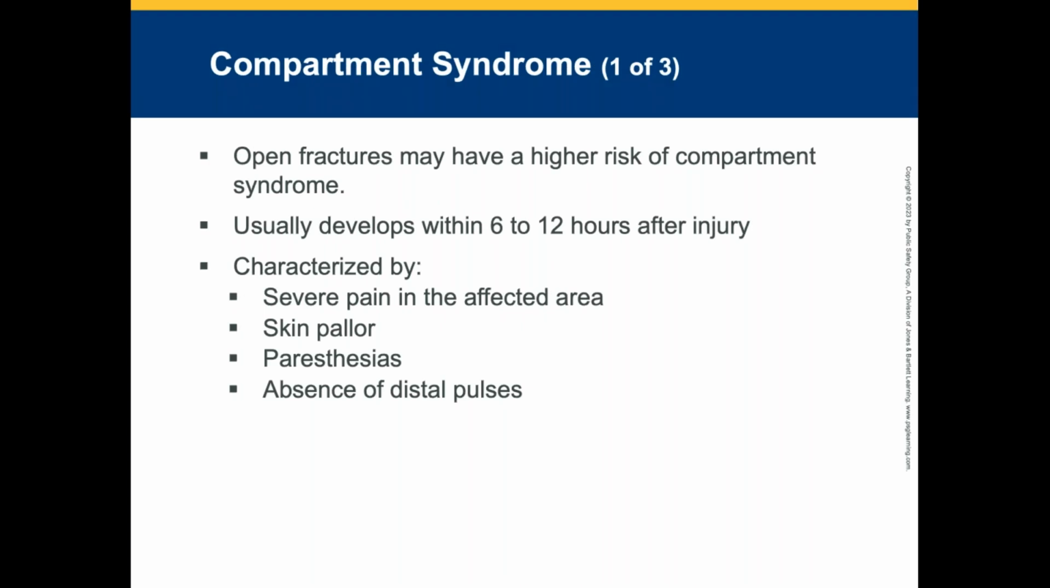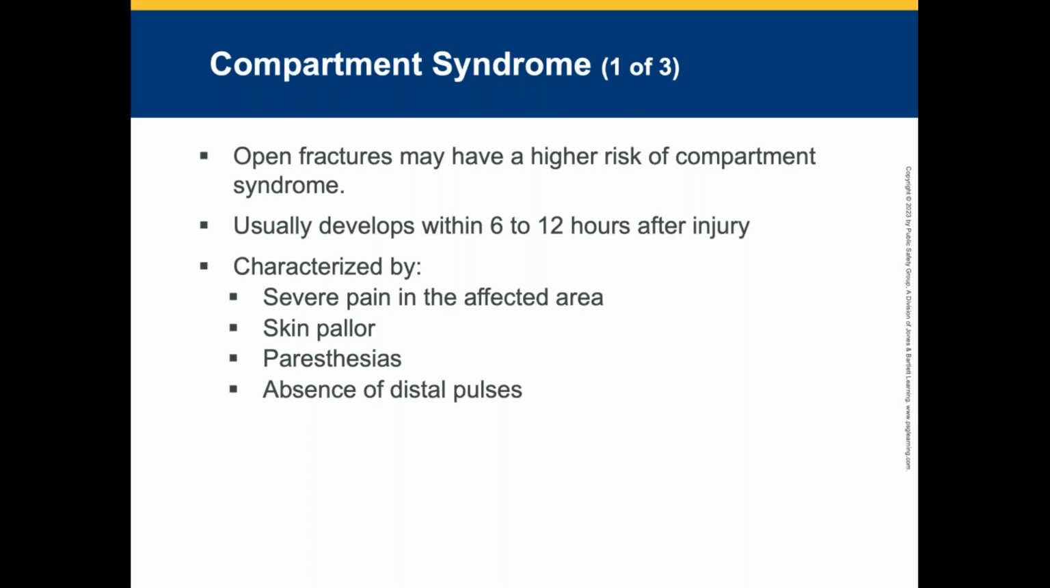Compartment syndrome is one of the most devastating consequences of a neuromuscular injury. The longer it persists, the greater chance for tissue necrosis and death. So external and internal factors can lead to development of compartment syndrome. Open fractures may have a higher risk of compartment syndrome because they're typically associated with a higher energy type injury. It usually develops within 6 to 12 hours after the injury, characterized by severe pain localized to the involved compartment where that injury is located.